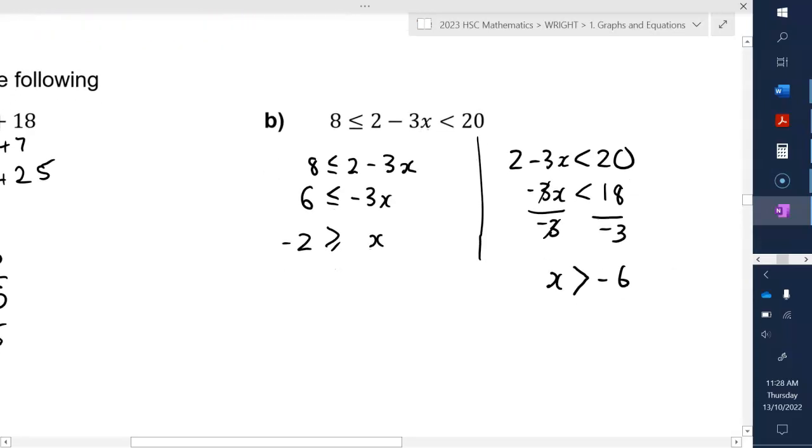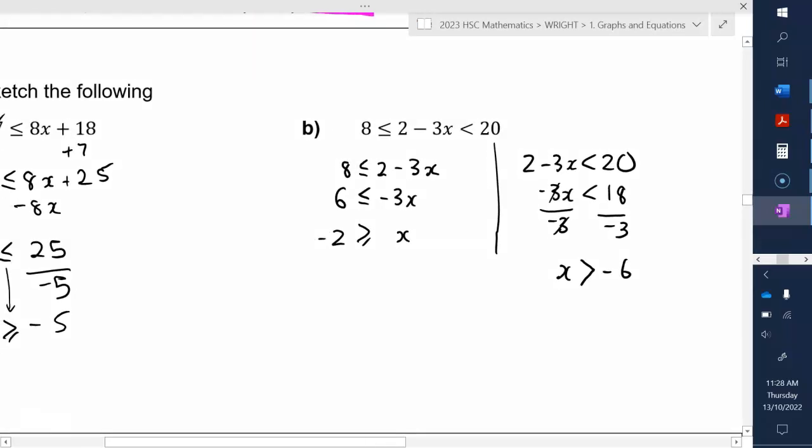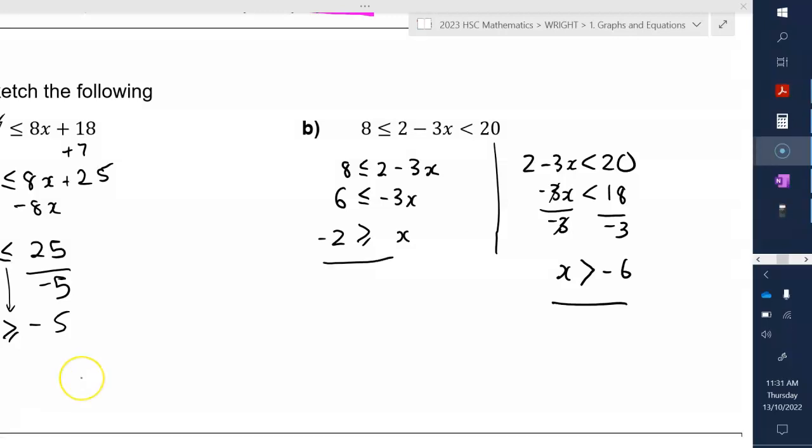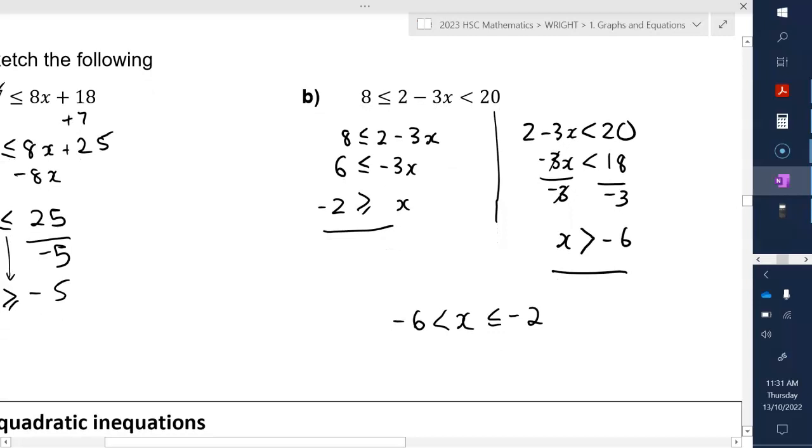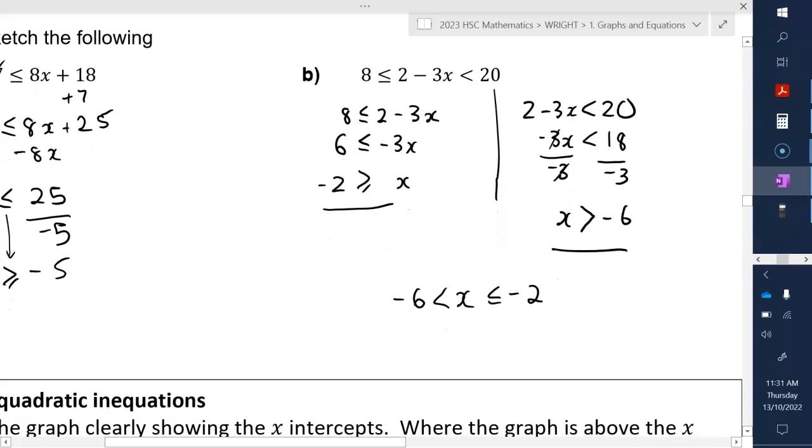They're my two solutions, but I could write them a little bit neater again. I could write them as minus 6 is less than x is less than or equal to minus 2. So I could write them like that. And you could also put them into bracket notation as well.